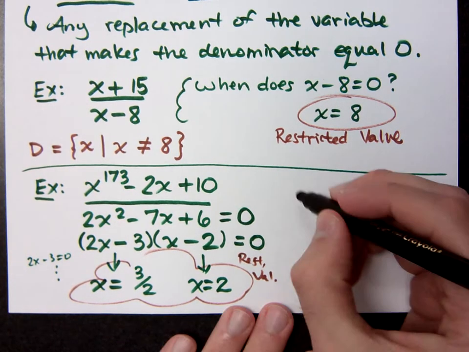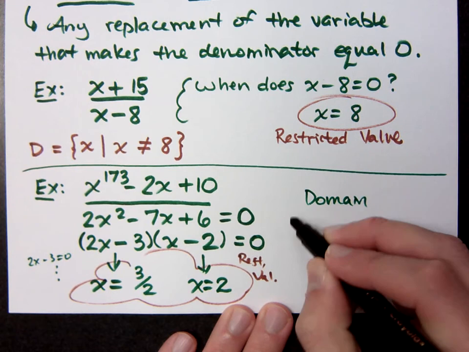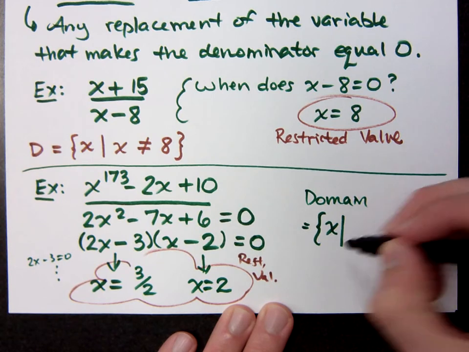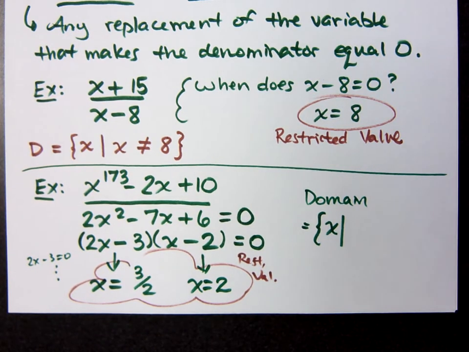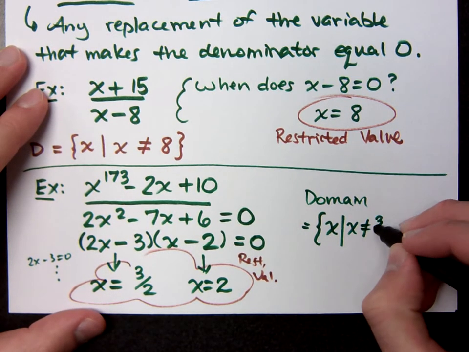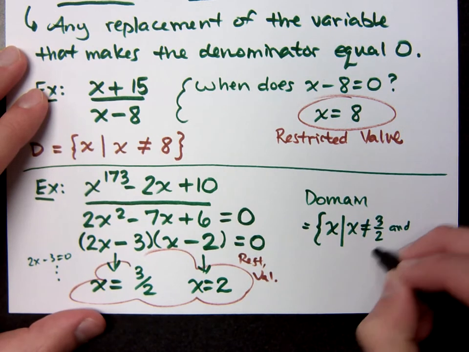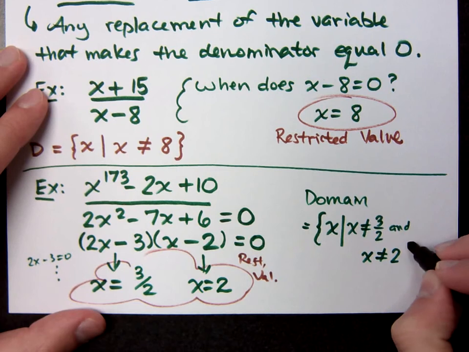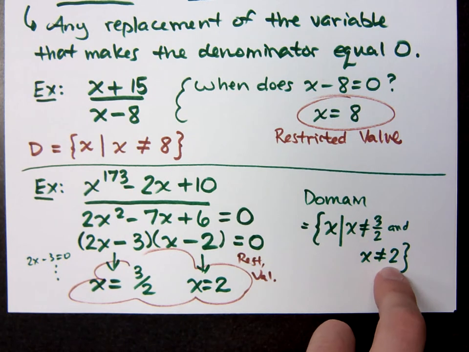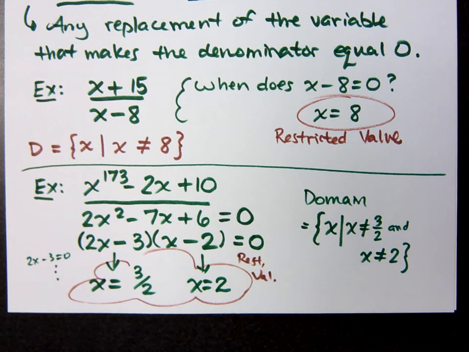So when I talk about my domain for this expression, my domain is equal to the set of all x, but we have some restrictions on x. I can't just plug any value of x in. What are my restrictions? 3 over 2 and 2. x can't equal 3 over 2, and x also cannot equal positive 2. Those are your restricted values. So I can plug in anything into this expression as long as I don't plug in 3 halves or 2, because when I do that, my denominator equals 0. And when your denominator is 0, then what? It's undefined.